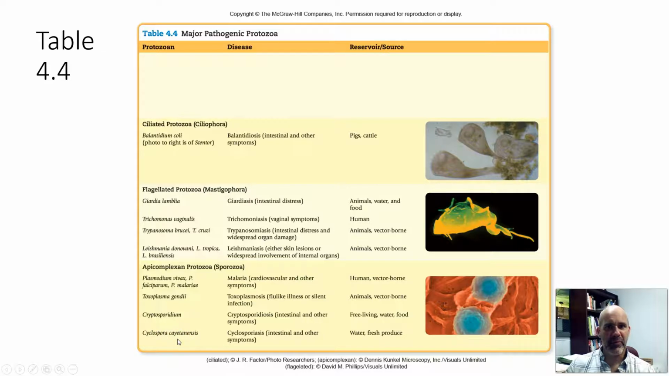Cyclospora, there was an outbreak of Cyclospora protozoans on spinach not too long ago, and in several states, people got Cyclospora from eating prepackaged spinach.